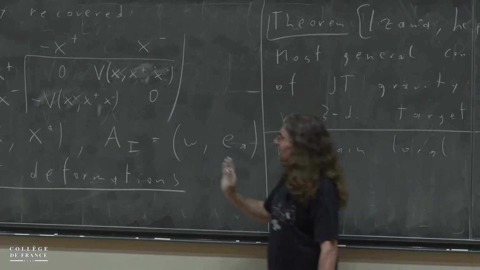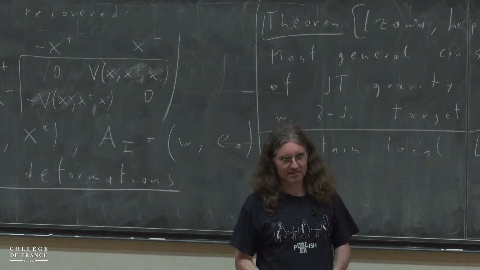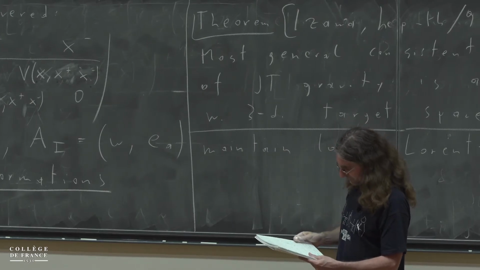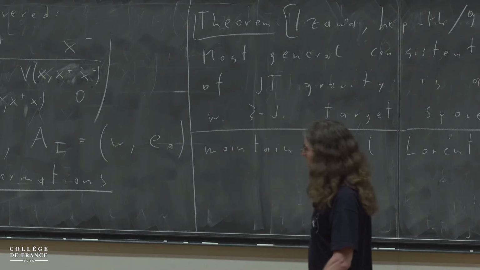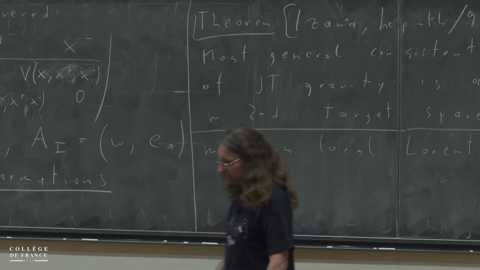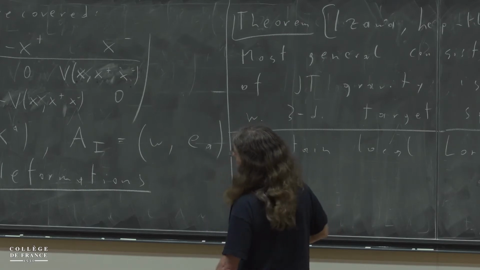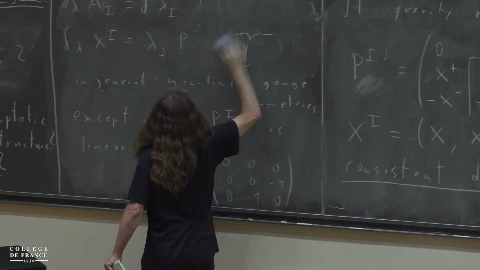But you don't have to have this intuition, you just get it if you blindly insert the most general ansatz into the nonlinear Jacobi identities. This is the most general solution. Okay, so this is the answer. This is the most general theory of gravity in the sense that it's the most general consistent deformation of JT gravity that still has a gravity interpretation.